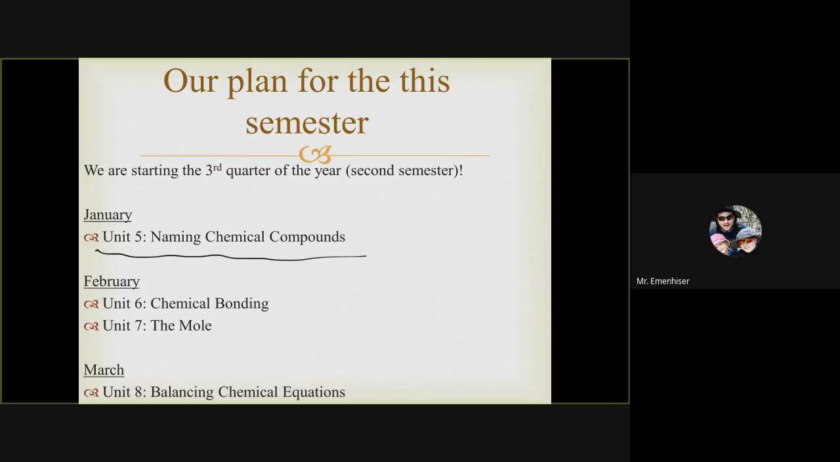So we're going to talk about how to determine the name for this guy. What would his name be? Or if I told you, here's a compound, nitrogen monoxide. What is its formula? Right? And the answer would be NO. So how did we go from the name and the formula back and forth?